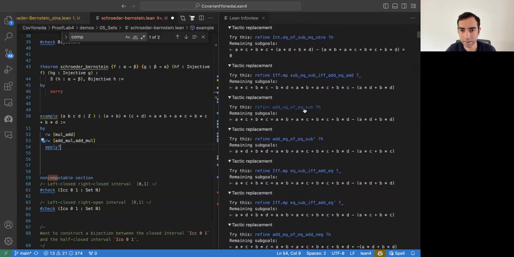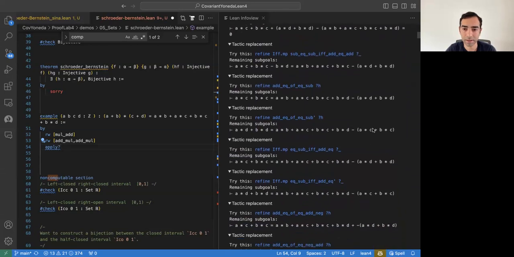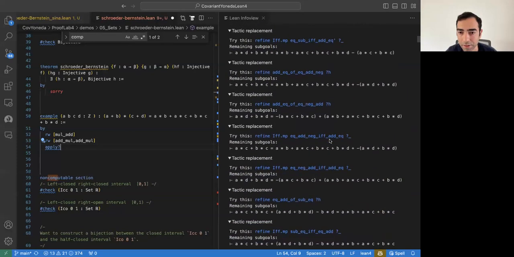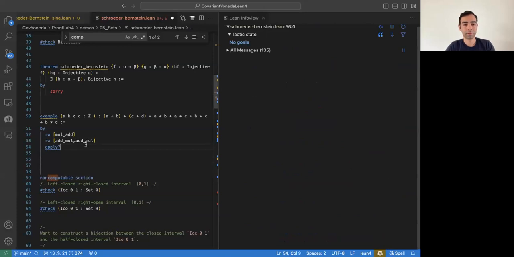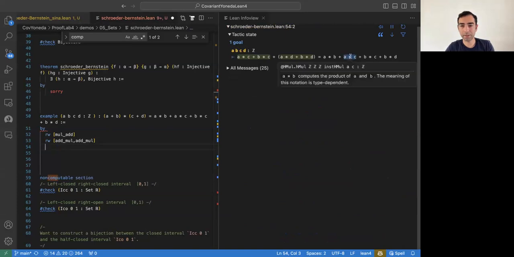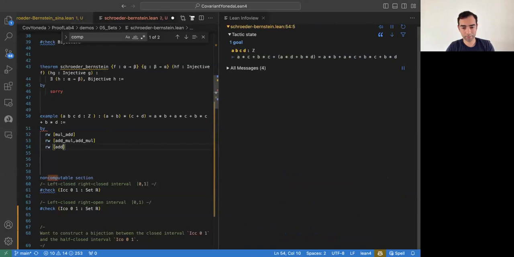What about this one? add_eq_of_eq_sub. I think what it does is bring certain terms to the right-hand side. So that's A times D. But really what we are looking for is maybe some commutativity of addition, right? Okay, maybe this was not so helpful, but really what I want is to maybe bring A times C to the left-hand side. So you can write rewrite add_comm and see if that helps.